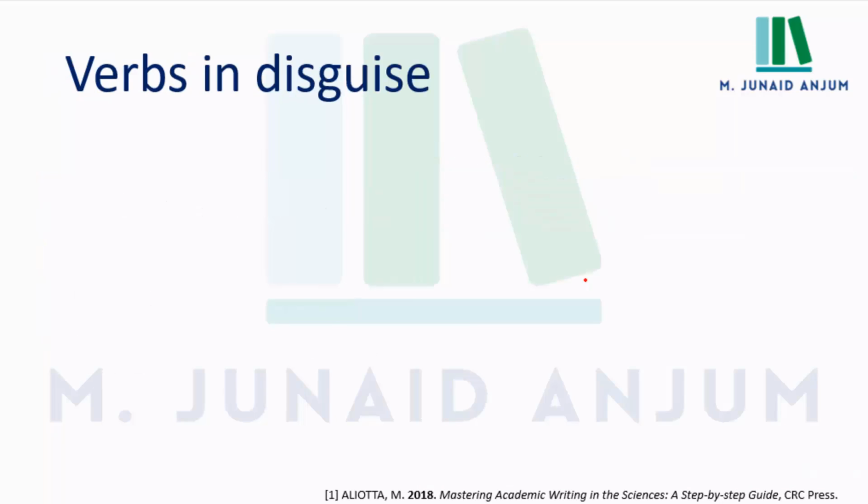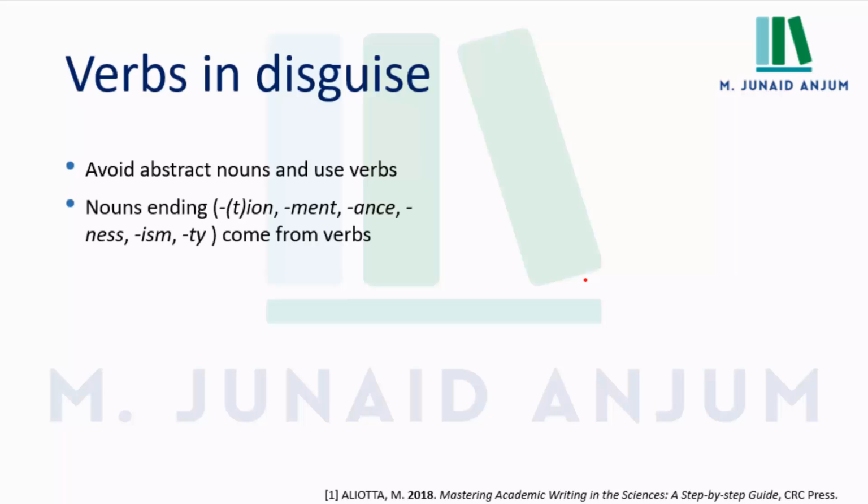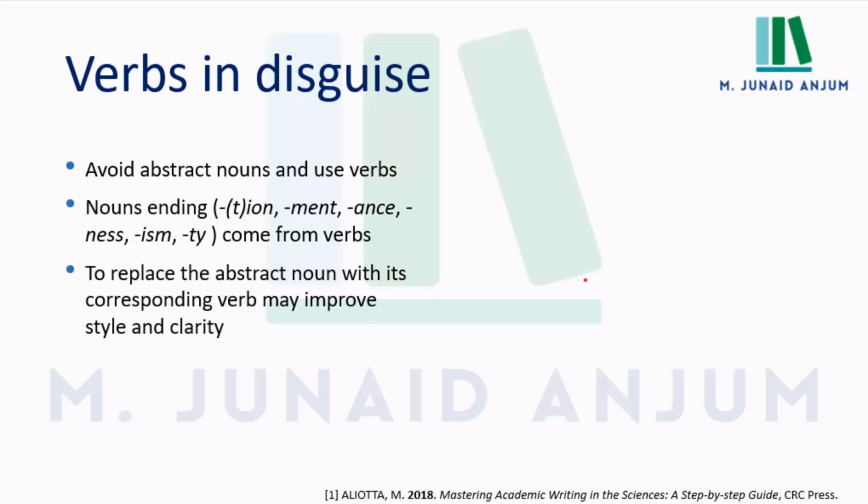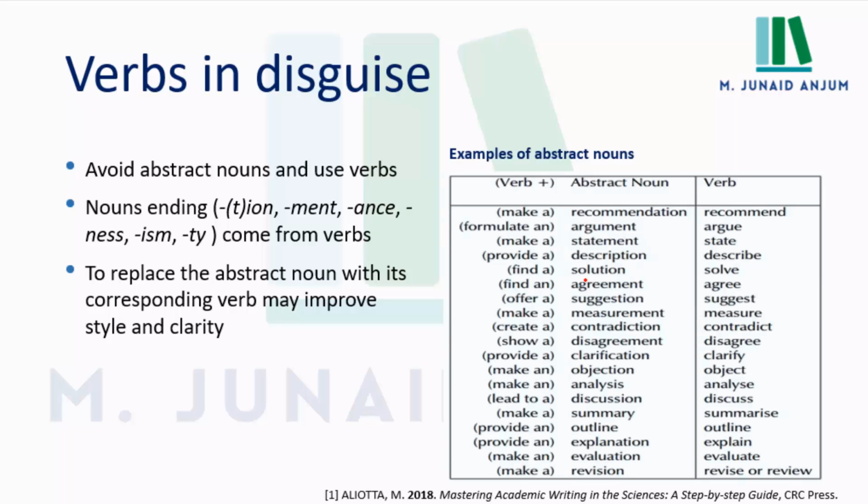The next thing is verbs in disguise. Avoid abstract nouns and use verbs. As I told you, you should mostly use verbs. Nouns ending with -ion, -ment, this type of ending comes from verbs. Replacing the abstract noun with its corresponding verb may improve the style and clarity. For example, instead of "make a recommendation," it is better to use "recommend." Instead of "formulate an argument," it is better to use "argue."